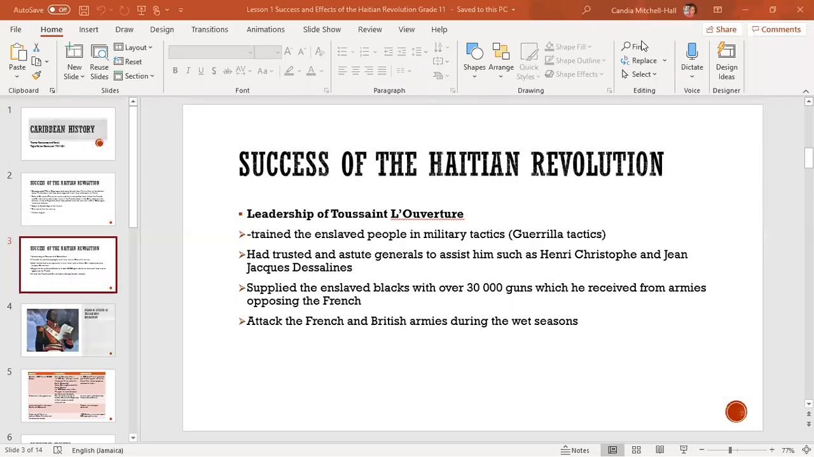Sir, also, remember it was in the mountains, so when it rains it gets muddy and it's very hard, but because they lived there originally, they better knew how to handle it more than the French and the British, which would give them an advantage. Yes, you are correct. All of you are correct.